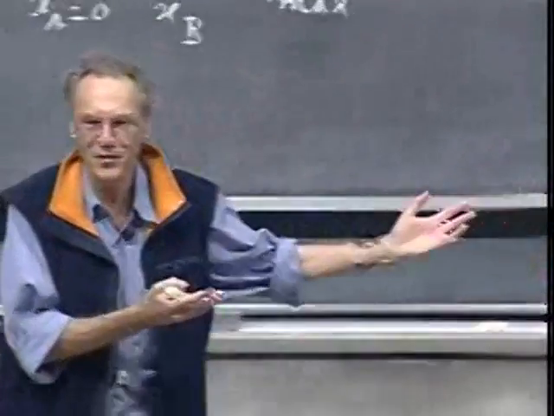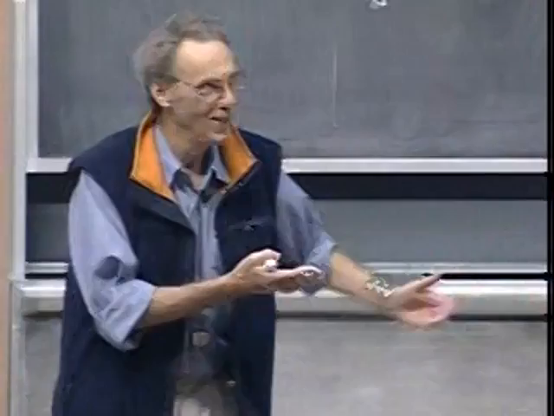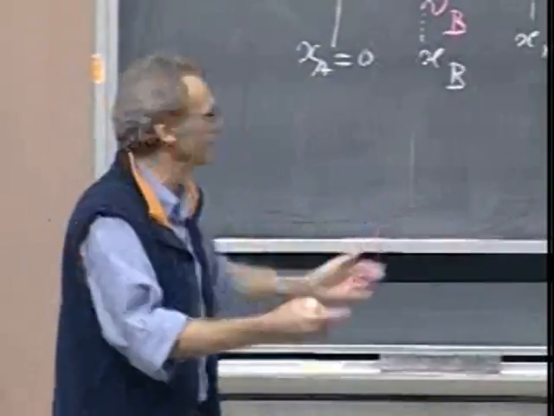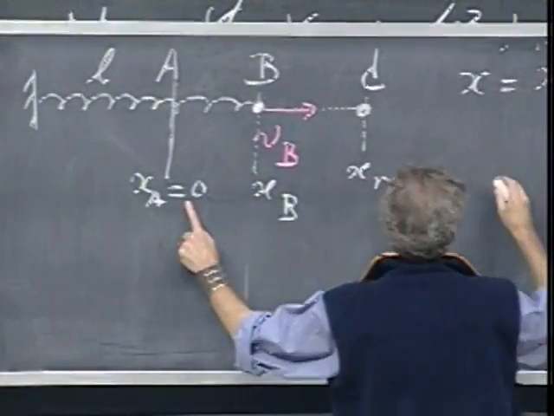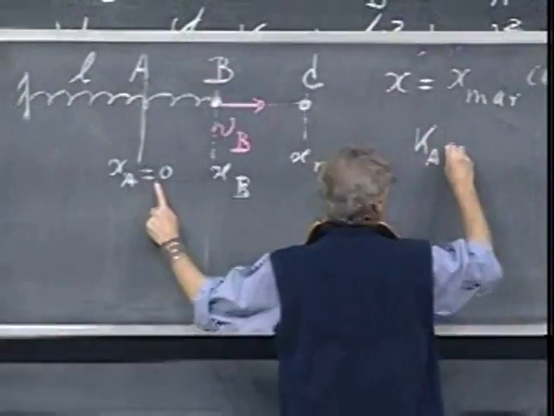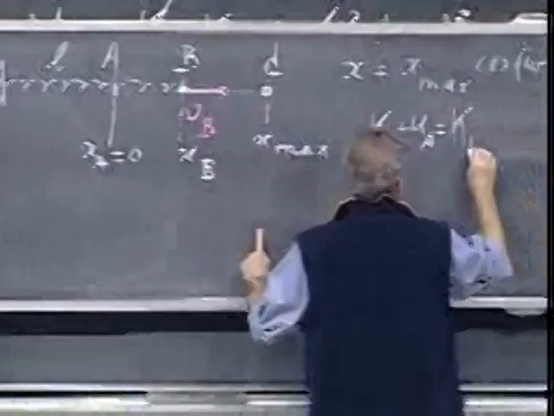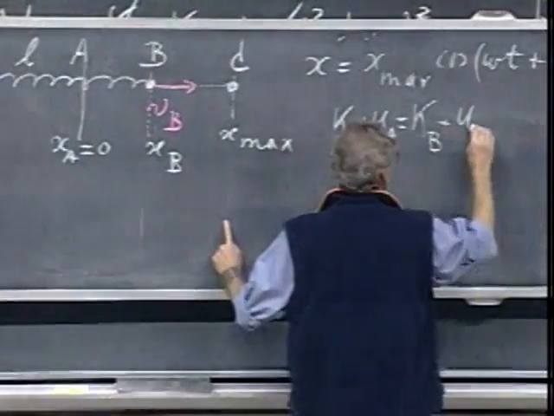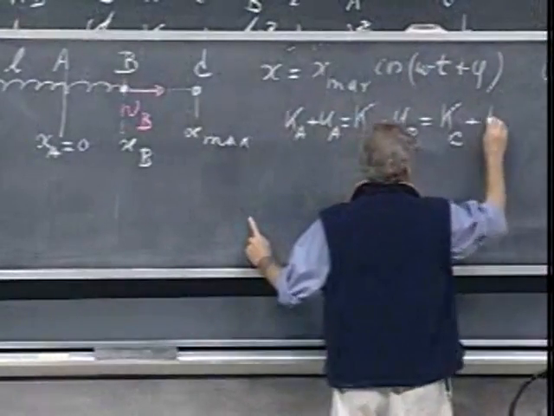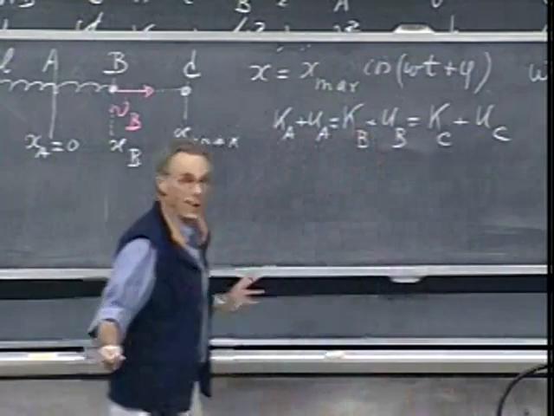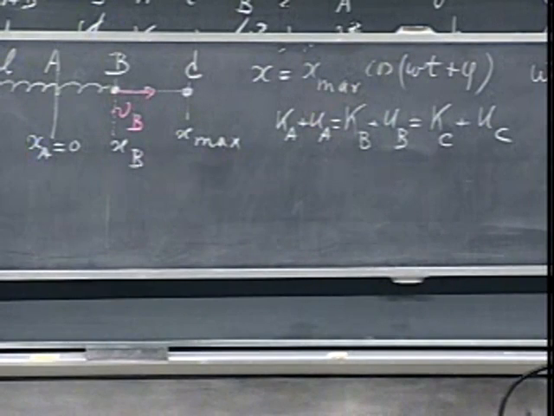Shall we try the conservation of mechanical energy? Is anything wrong with that? Maggie, nothing wrong with it. Let's try the conservation of mechanical energy. The conservation of mechanical energy tells me that the kinetic energy at A plus the potential energy at A must be the kinetic energy at B plus the potential energy at B, and that must equal the kinetic energy at C plus the potential energy at C. Right? There's no friction, there are no non-conservative forces, so this has got to work.